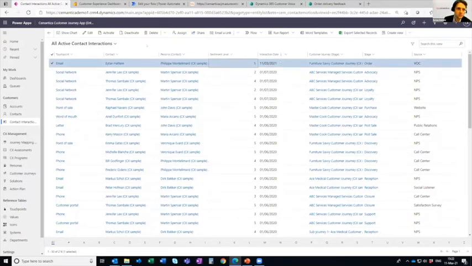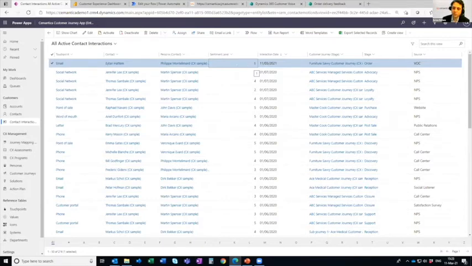I see that the system captured that there was an interaction that came from a customer in the email touchpoint. I see the name of the customer. I see that this customer is related to the Philippe Montelimar segment because I already did the segmentation before. I see that the sentiment level is 1.